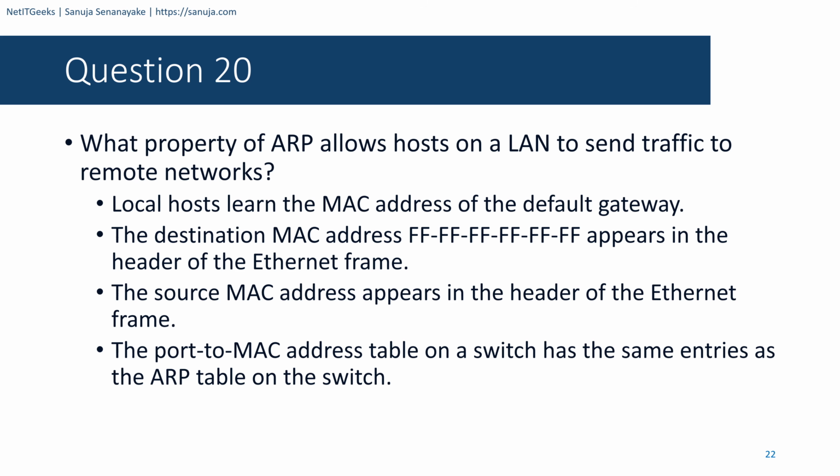The destination MAC address contains all Fs and appears in the header of the Ethernet frame. The source MAC address appears in the header of the Ethernet frame. The port-to-MAC address table on a switch has the same entries as the ARP table on the switch. I'll give you a couple of minutes to think about it and read the question. A couple of seconds.